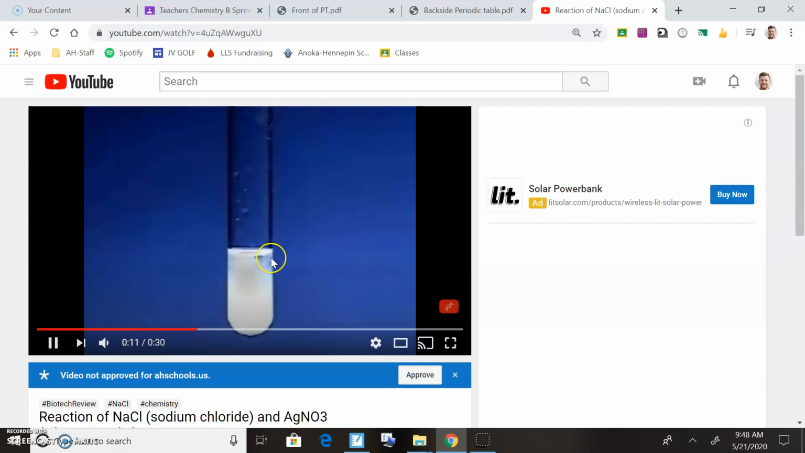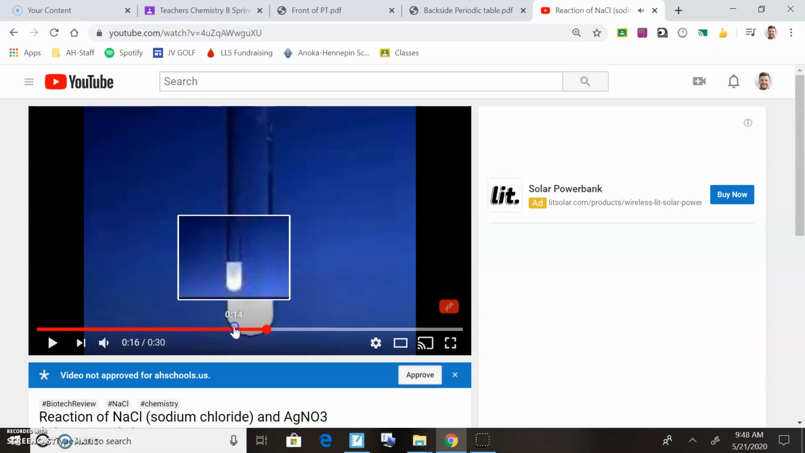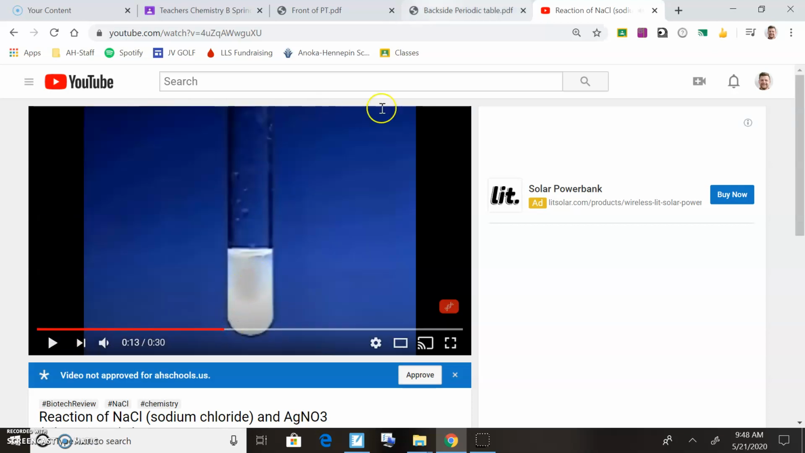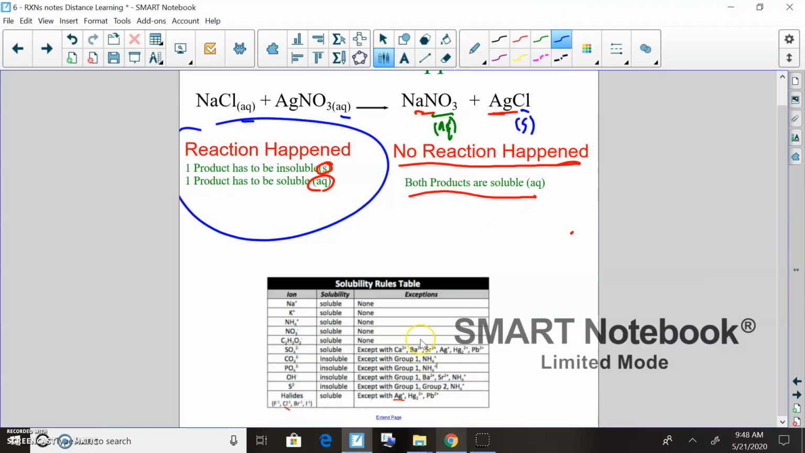So if you let this settle, what happens is when you add those ions together, the white stuff is the precipitate, that's solid, and you could actually get it out. That's called a double replacement reaction: adding two solutions and you get a solid. All right, let's do the next one.